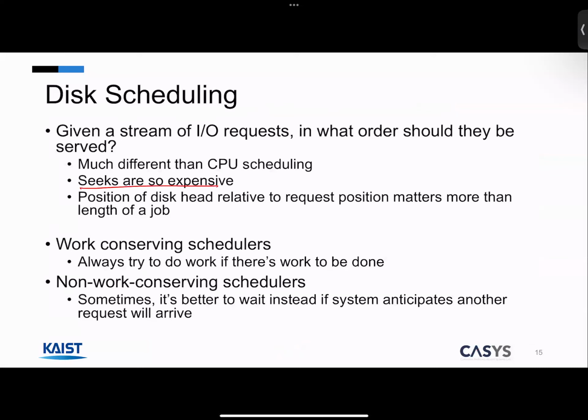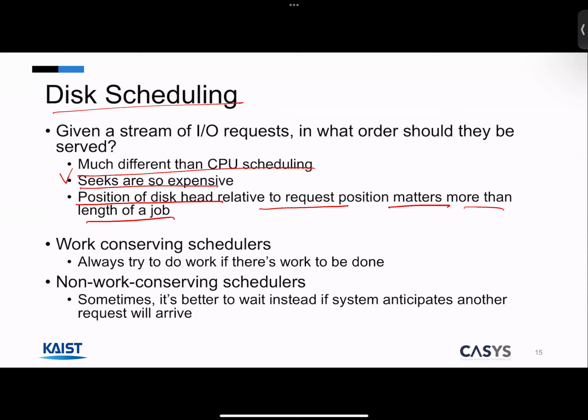Because seeks are so expensive. However, this scheduling, called disk scheduling, is completely different from CPU scheduling. CPU scheduling is about how to divide CPU cycles among threads, but this one reorders disk requests, and moving the position of the head relative to the required position matters more than the length of the job. So job length is not the concern. The goal of disk scheduling is to reduce the movement of the disk head, that is, to reduce seek time.